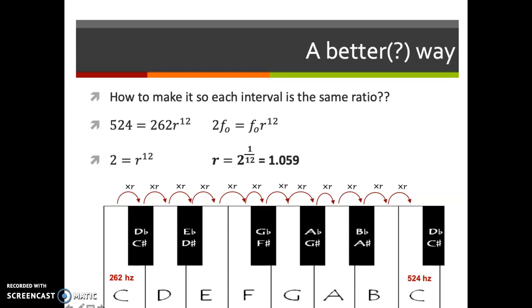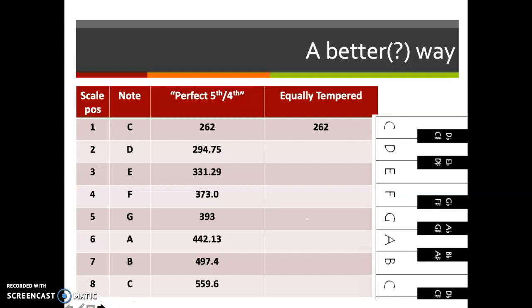You can try that on a piano. And so we split it up into 12 equal steps, and we calculate how big each step should be. And that looks like this. Every time, why are we multiplying by 1.059? Because that is the factor that when you multiply 262 by it 12 times, you get 524.